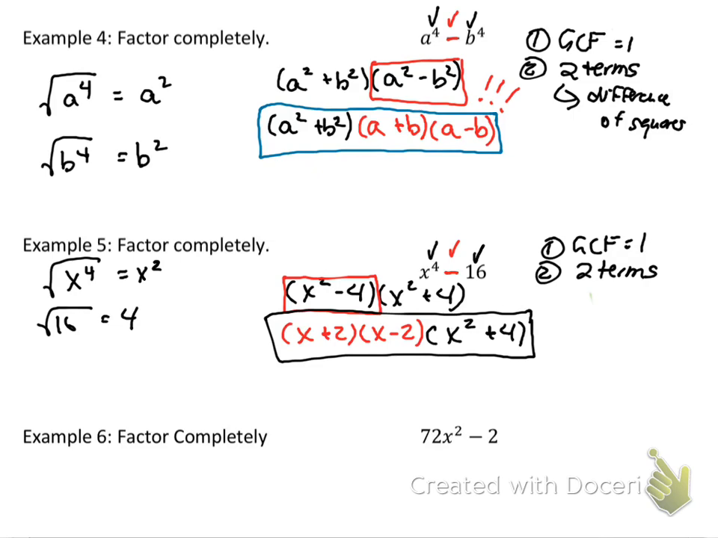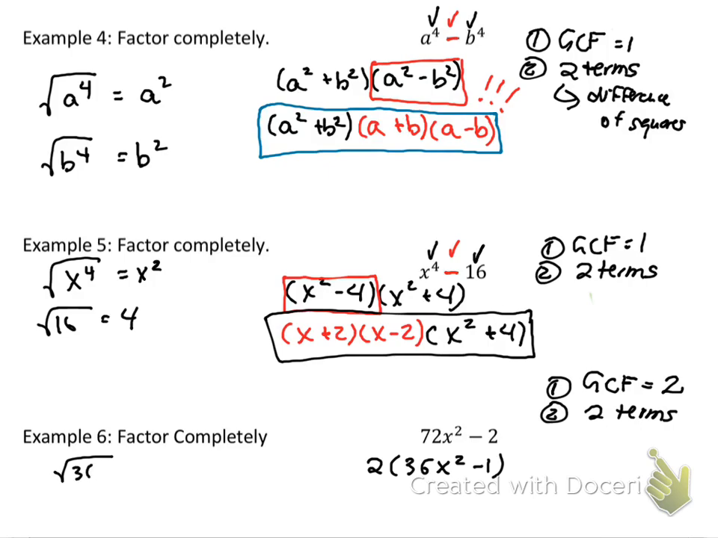So remember, our very first step is to always look for our GCF. What is our GCF? For once, our GCF is not 1 anymore. Our GCF is 2. So we have to factor out a 2 from both terms. Then we note again that we have 2 terms, and so we need to find a difference of squares. If I take the square root of 36x squared, I get 6x, and if I take the square root of 1, I get 1. And again, I have to make sure that this is a difference and not a sum, which indeed it is.